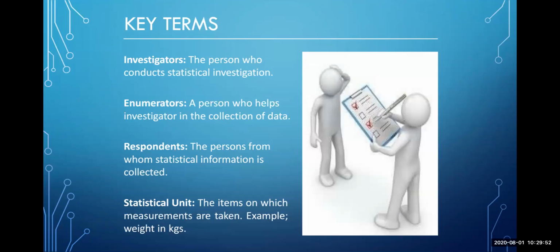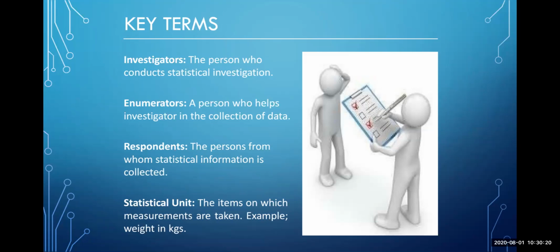Like, let's say for example, if I'm doing a survey for the customers and I want to find out who's using my product, let's say Close Up. Now I take a sample survey of 50 people. I ask them personally which toothpaste they are using. Then I am the investigator, or I might be the enumerator, and the person who's responding to me is a respondent.